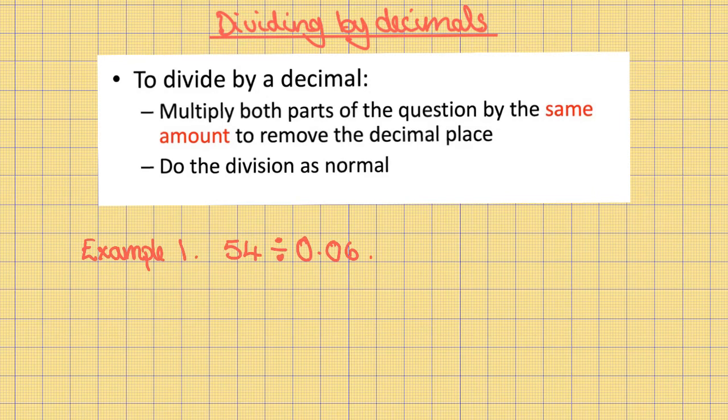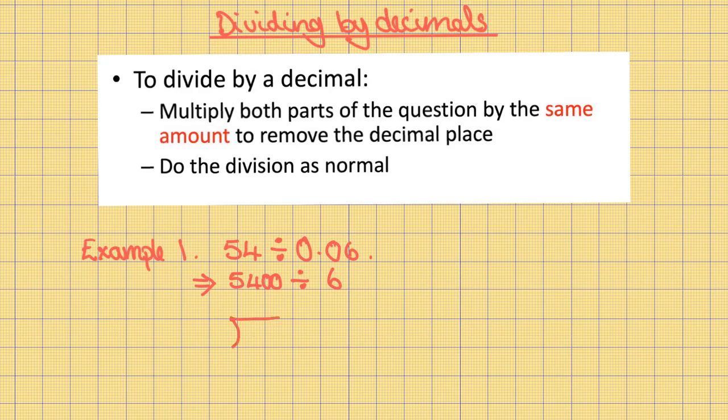Example 1, 54 divided by 0.06. In order to get rid of the decimal part of the question, I have to multiply both numbers by 100. Therefore, my division sum becomes 5,400 divided by 6. Now I can do the division as normal.